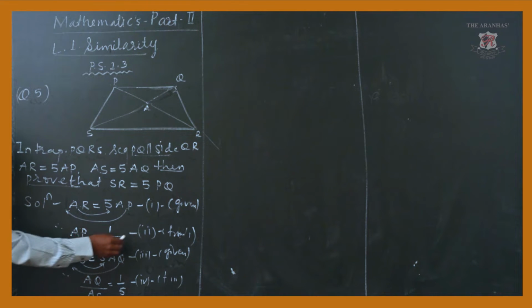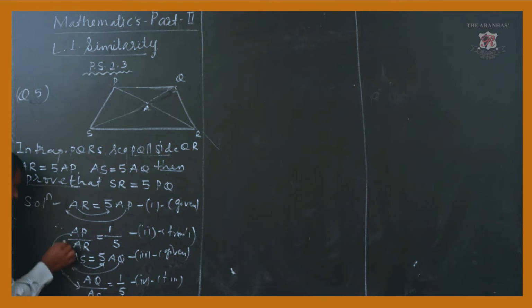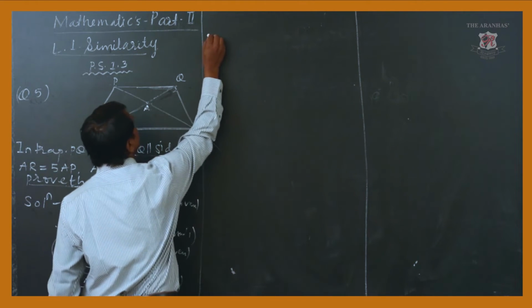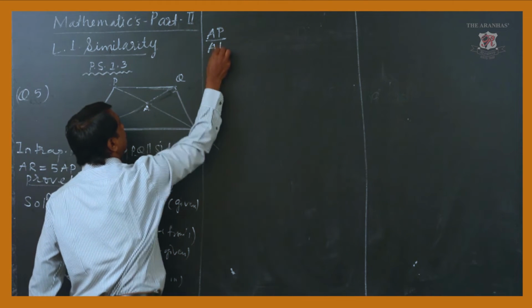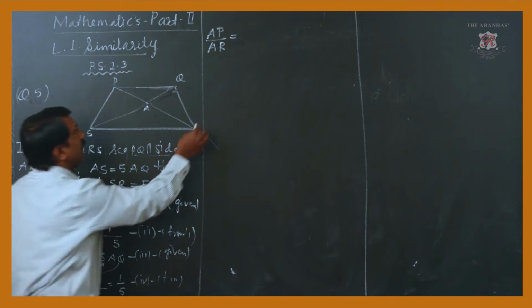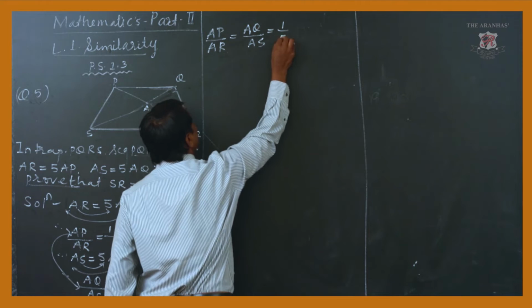equations which we get here. If we see here, that is statement number 2 and statement number 4. In them you will come to know that when we compare the two ratios, AP upon AR we get 1 upon 5, AQ upon AS also we get 1 upon 5, which means both ratio values are the same, so they are in proportion. So we substitute that value and mention it: AP upon AR equals AQ upon AS equals 1 upon 5.